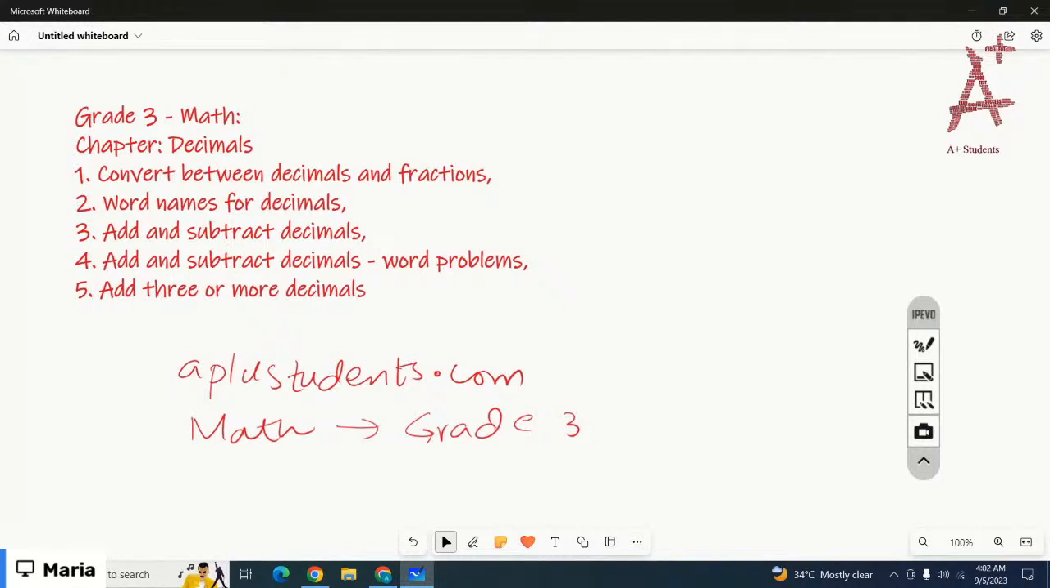We're going to start with the chapter decimals, and the lessons we're going to cover today are convert between decimals and fractions, word names for decimals, add and subtract decimals, add and subtract decimal word problems, and add three or more decimals. So let's just start with the first lesson.